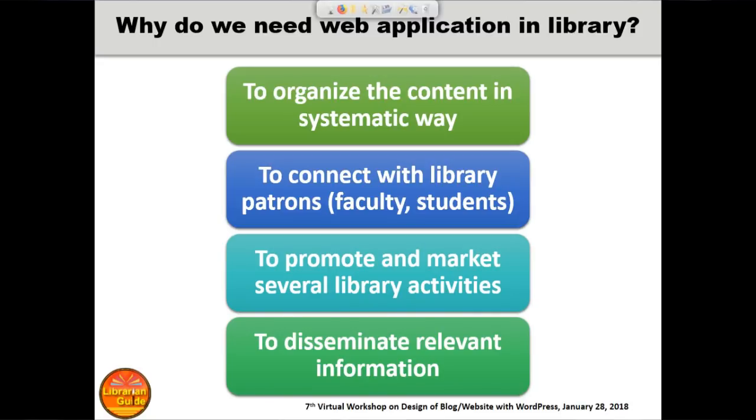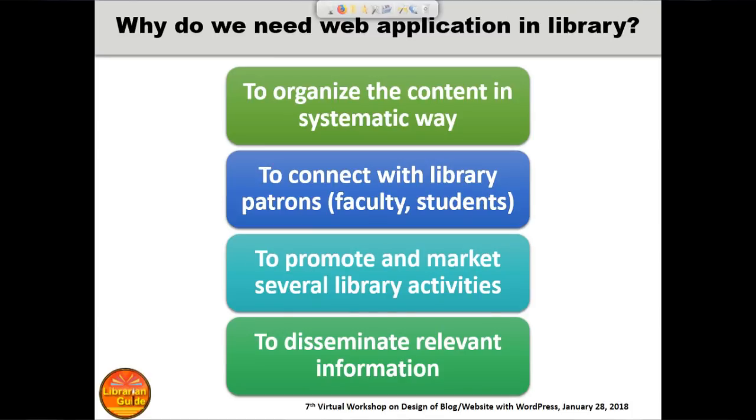The first one is we need a website or a blog or a library web application to organize the content in a systematic way, to connect with the library patrons, faculty, students, to promote and market the library activities which we keep conducting in the library, or to disseminate relevant information. These four things I have mentioned especially for the library when we design the library application. The same thing can be applied in general for any other application.